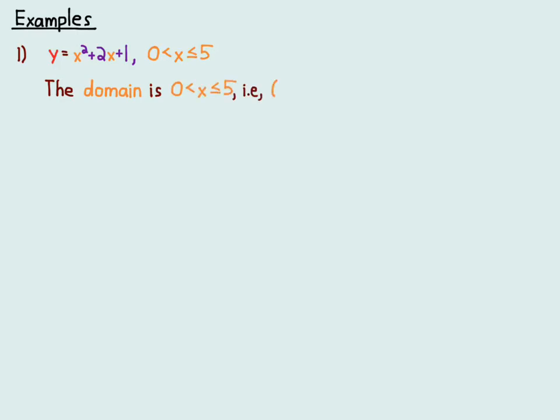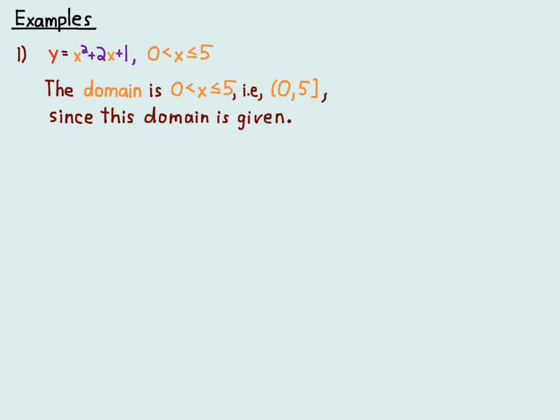So let's see some examples. First example, y equals x squared plus 2x plus 1 with x bigger than 0 and less than or equal to 5. The domain is x is bigger than 0 and less than or equal to 5. Why? Because it was given.